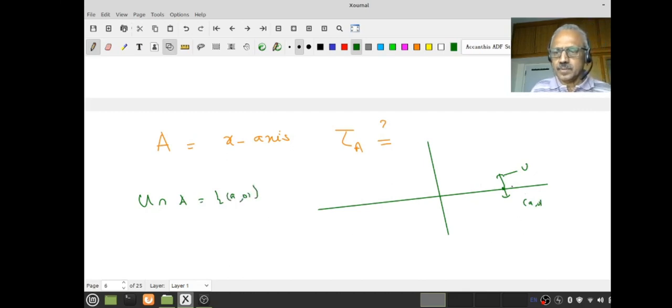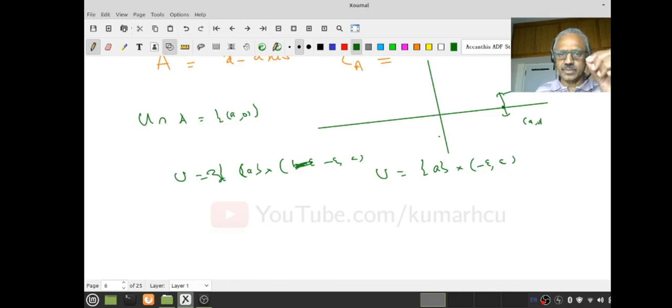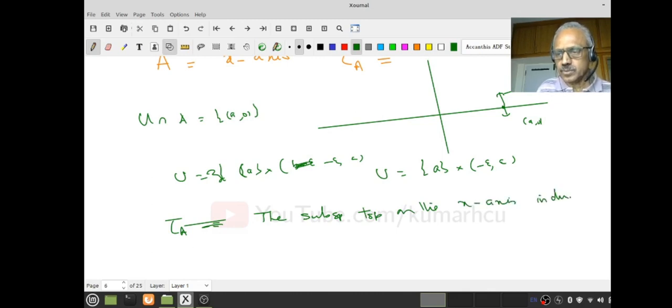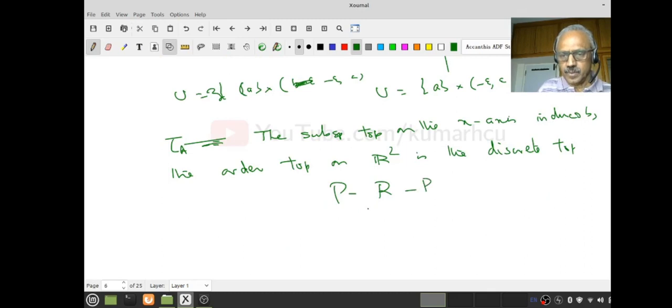singleton. Yeah, because any point here, what is the U? U is set of all points of the form singleton {a} cross (b minus epsilon, b plus epsilon), right? U is of the form {a} cross (minus epsilon, plus epsilon), right? Therefore when I intersect, it's going to be only the singleton, right? Therefore tau_A, that is on the x-axis, is the discrete topology. The subspace topology on the x-axis induced by the order topology on R^2 is the discrete topology. Okay, pause, review, proceed.